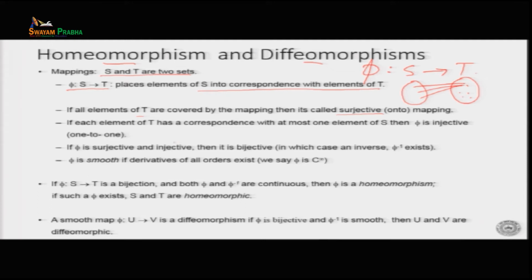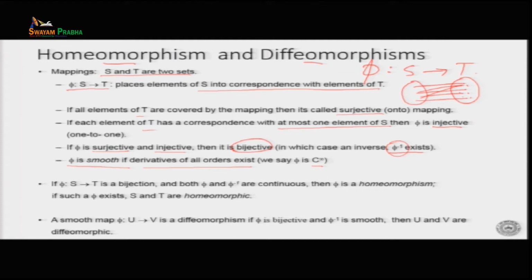Now, if each element of T has correspondence with at most one element of S, then this is called an injective mapping. Now, if phi is surjective and injective, then this is called a bijective mapping, in which case an inverse exists. We were talking about forward and inverse, and this is the reason we were talking about an inverse also. And if phi is smooth, its derivatives of all orders exist, or we say it has C infinity continuity.